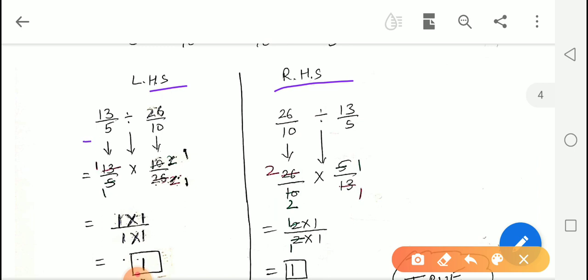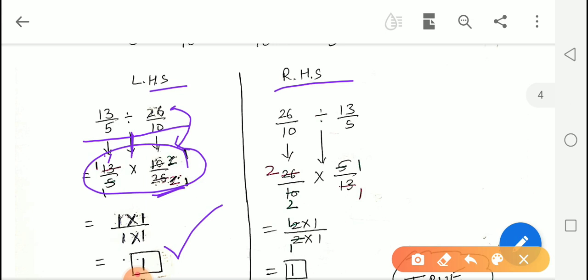On the left hand side, 13 by 5 divided by 26 by 10. We will do the division of these two numbers. The first number is copied down as it is. Then this division sign is converted into multiplication, and we will take the reciprocal of the second number like this, and then we will do the cancelling, and we will get 1 as the answer of the left hand side.